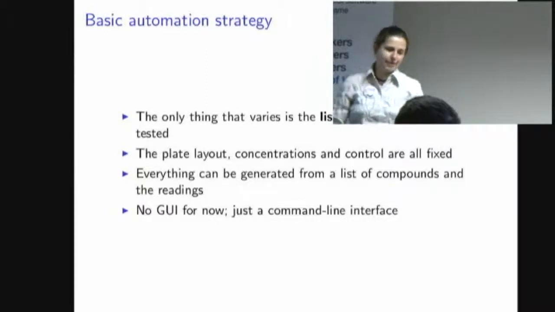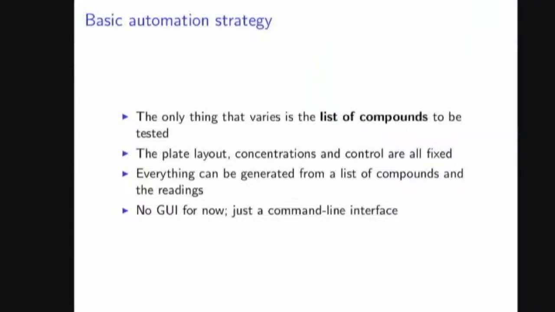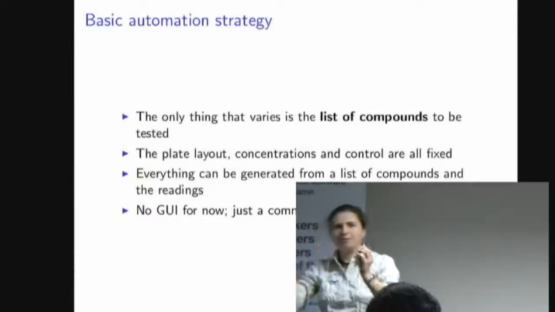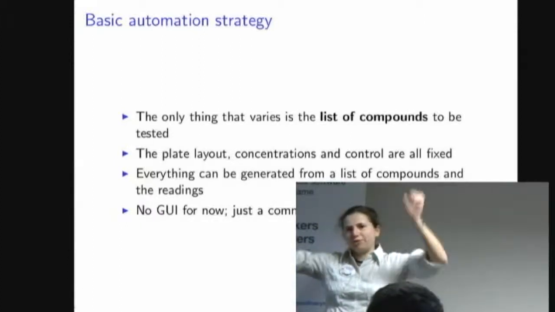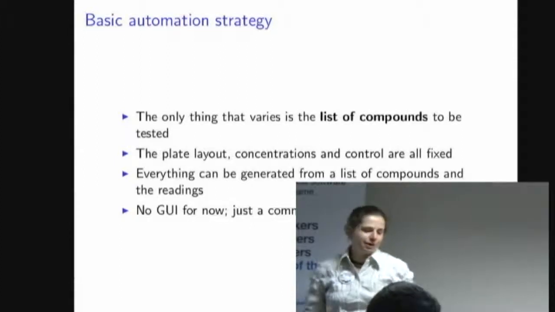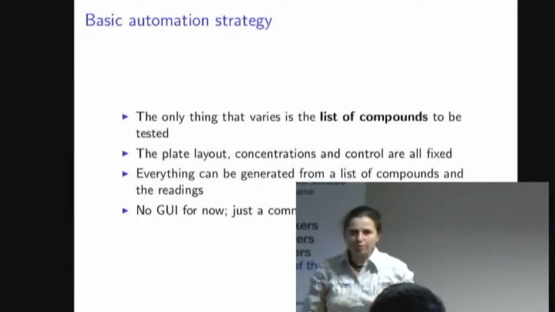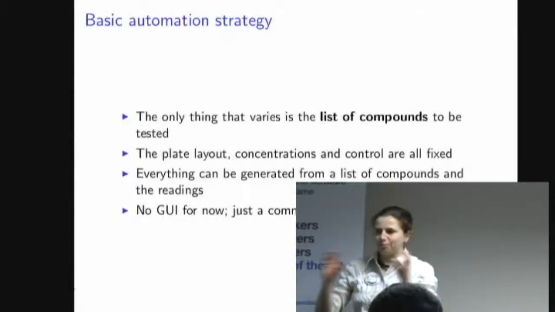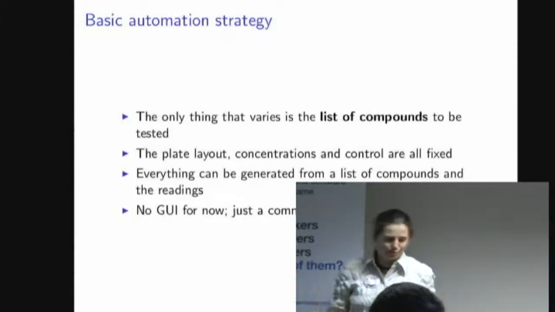So the first thing that I realized is that the only thing that varies in the metadata is the list of compounds to be tested, because everything else is completely standard. The researcher always uses a standard format for the wells. It's always compounds going across in different concentrations with a control at the bottom and concentration controls on the sides, and it's always the same control substance. The concentration is always the same. It's all identical. So using just a list of compounds, we can generate all of the metadata and match it up with the readings, and it'll just work.